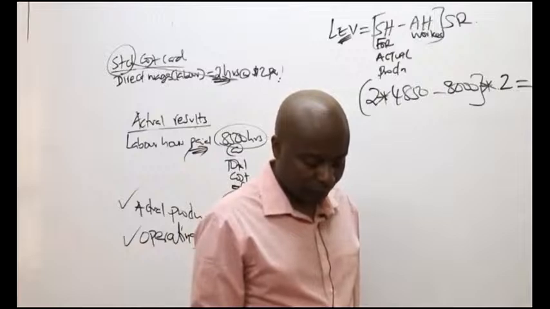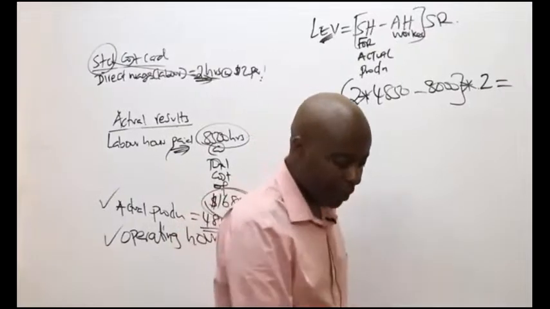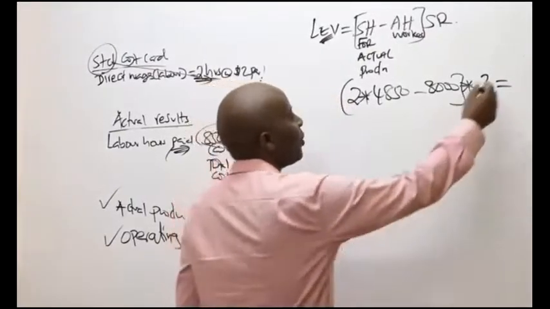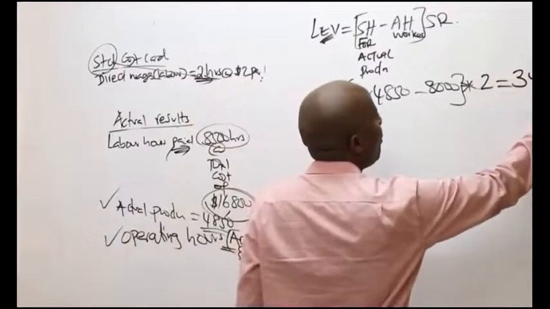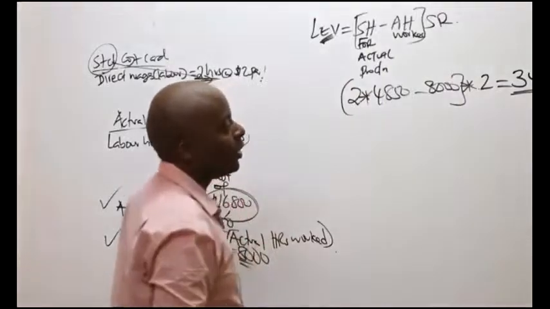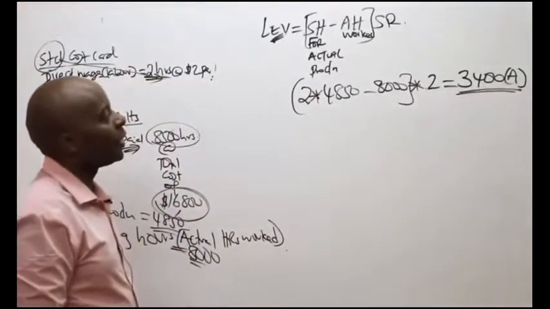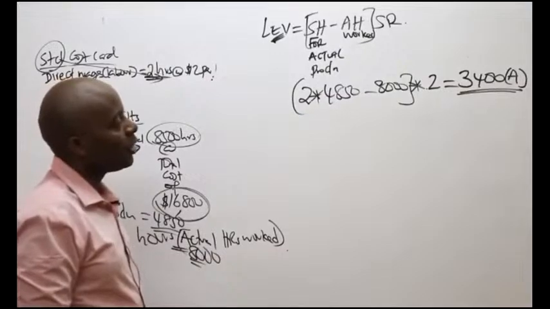$3,408. 3,408. So we have here 3,408 adverse. That is the labor efficiency variance.